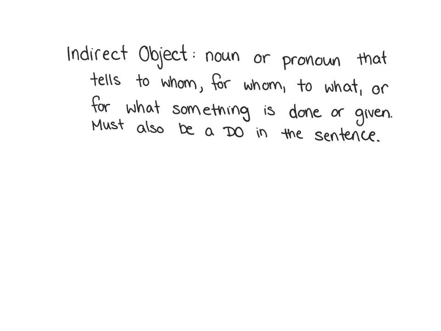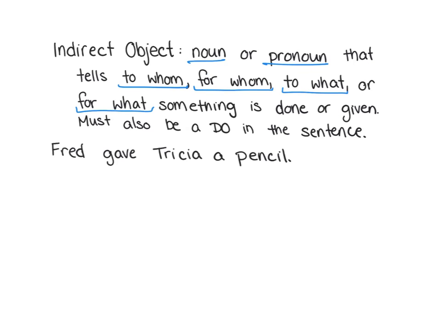An indirect object is, once again, a noun or a pronoun that tells to whom, for whom, to what, or for what something is done or given. So there needs to also be a direct object in the sentence, and hopefully this will make more sense once we go through a couple of examples.